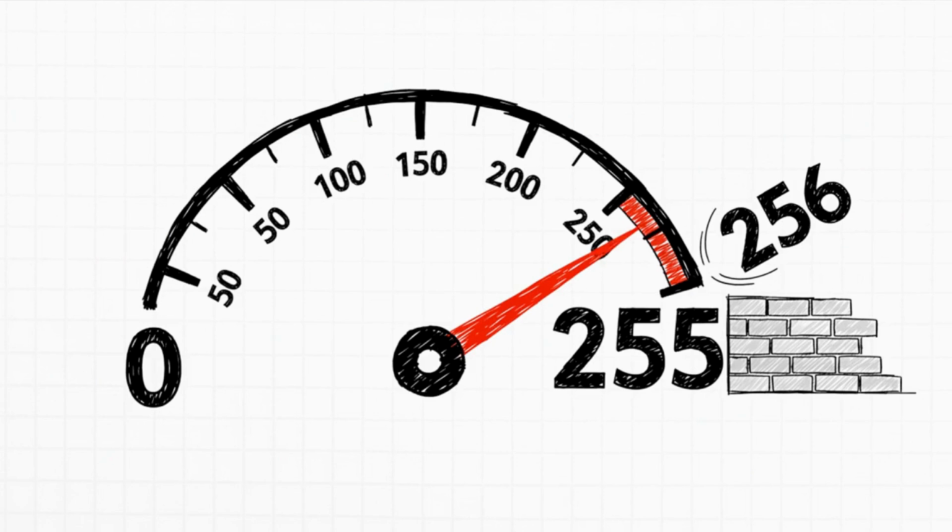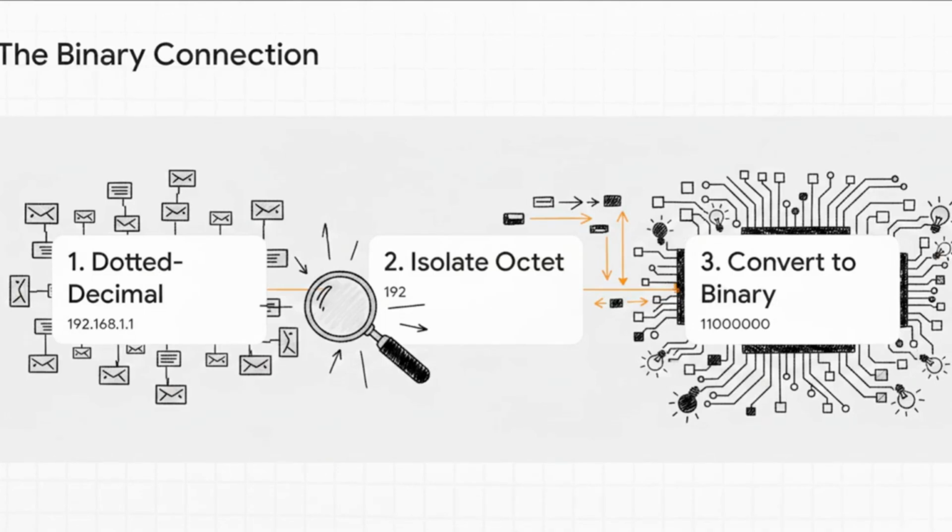Now, here's the cool part. With 8 bits of information, you can represent 256 different values. So in computer speak, that means you get all the numbers from 0 all the way up to 255. And this, right here, this is the golden rule. You will never see a number higher than 255 in any of those 4 octets. It's just not possible.